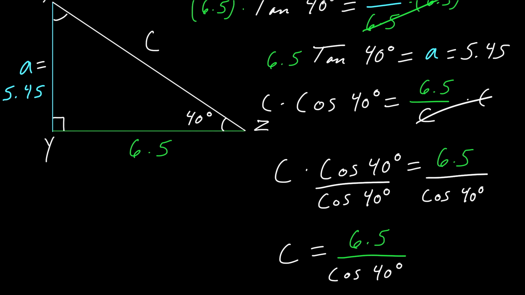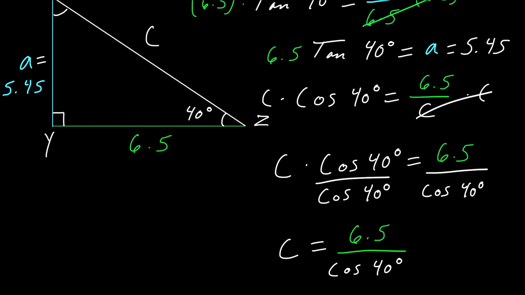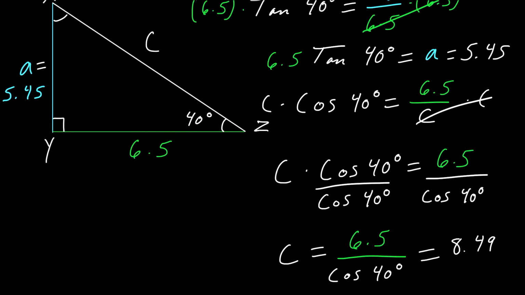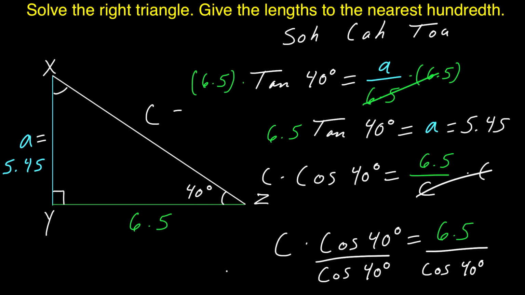So again, I encourage you, pull out your calculators and work this problem out with me. 6.5 divided by the cosine of 40 degrees is going to be 8.485, so we can round that to 8.49. So this is going to equal 8.49. So we can come up here and we can write in c equals 8.49. And just like that, we have solved for length C.